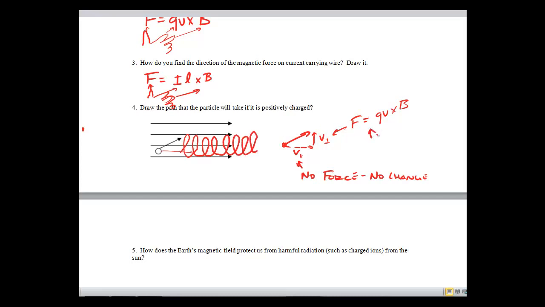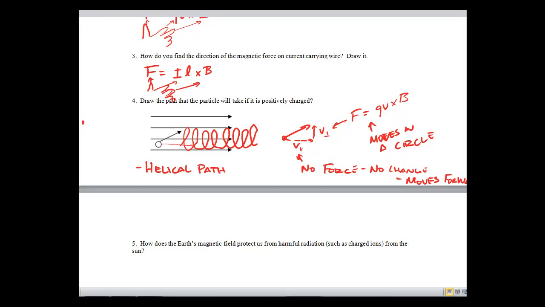Okay? This part moves in a circle. This part moves forward. So, moves in a circle and moves forward at the same time. This is a helical pattern, or a helical path. Alright?